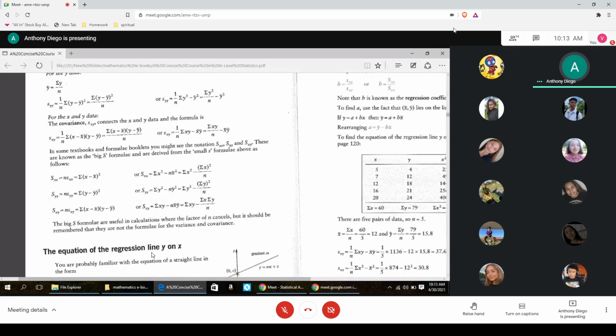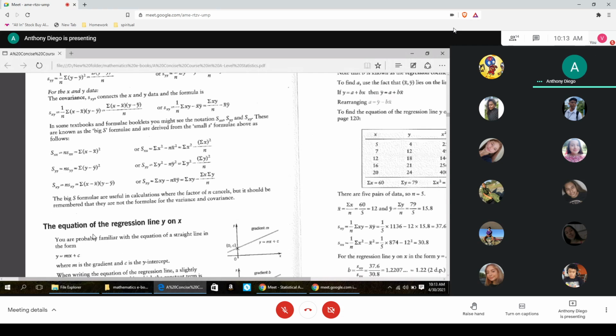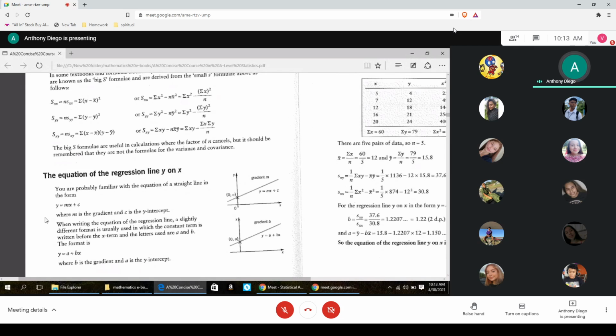So, the equation of the regression line y on x. It says here you are probably familiar with the equation of a straight line in the form y equals mx plus c, which all of you should know. This is the equation of a straight line, and this is known as the slope-intercept form, whereby m is the gradient and c is the y-intercept where the line cuts the y-axis. So each straight line will need to have a gradient, and also it needs to have a y-intercept where the straight line cuts the y-axis.